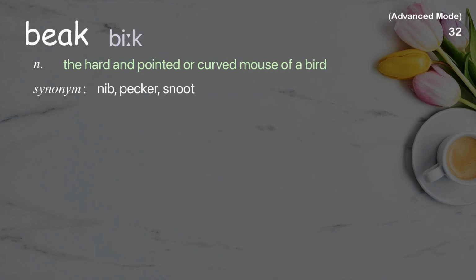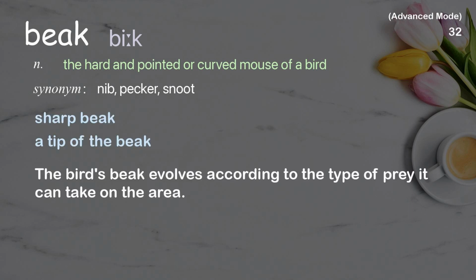Beak. The hard and pointed or curved mouth of a bird. Examples: Sharp beak. A tip of the beak. The bird's beak evolves according to the type of prey it can take on the area.